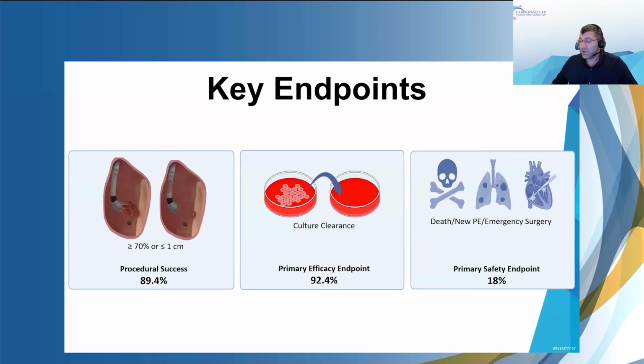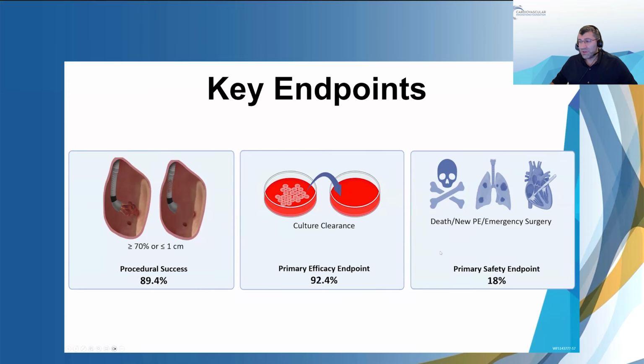So the key endpoints of the study were the following. We defined procedural success as a reduction of more than 70% of the vegetation or less than 1 centimeter, which is the size cutoff where antibiotics tend to work effectively on the right side. Procedural success was achieved in about 89.4% of cases, which is a pretty good number. We defined the primary efficacy endpoint as achieving culture clearance, meaning negative blood cultures after the procedure, and that was achieved in 92.4% of patients.